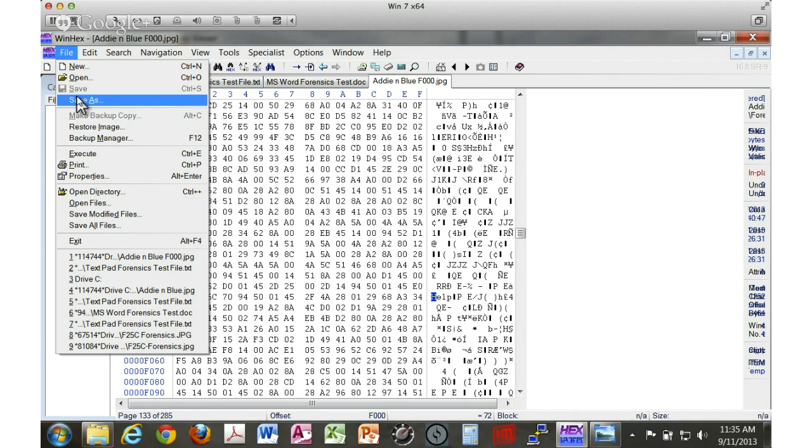Do you want to save that? No save. Exit. Do you know what it is? Yeah, sure. It's just a picture. That demonstrates it.